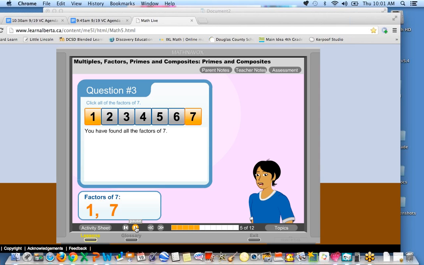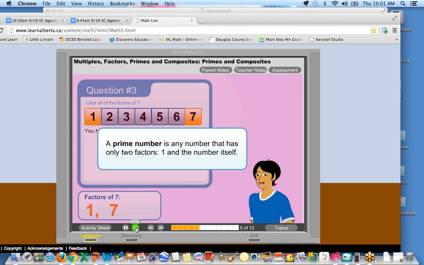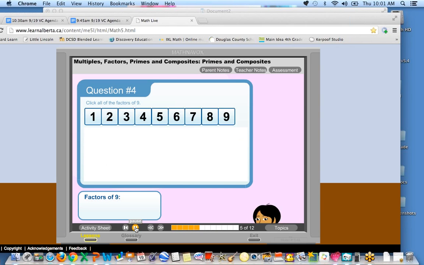Notice that the number 7 has only two factors, 1 and 7. A number with only two factors is a prime number. The two factors are always 1 and the number itself. Okay, so that is what a prime number is called. A prime number only has two factors, 1 and itself.